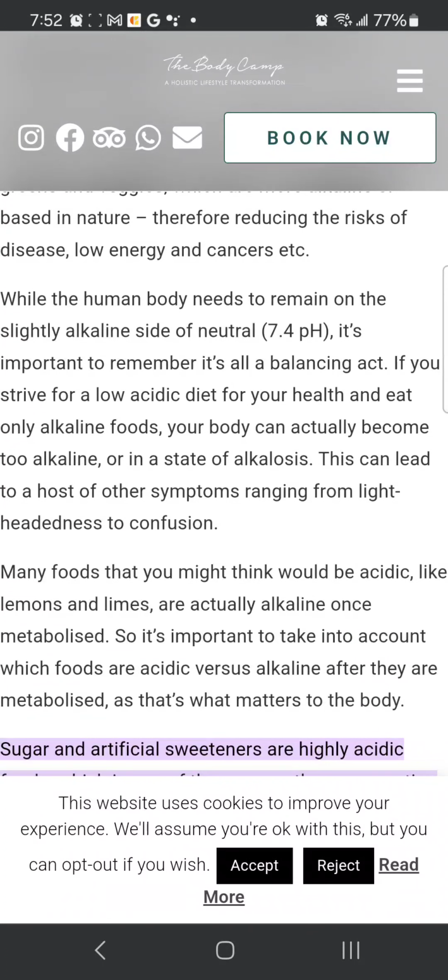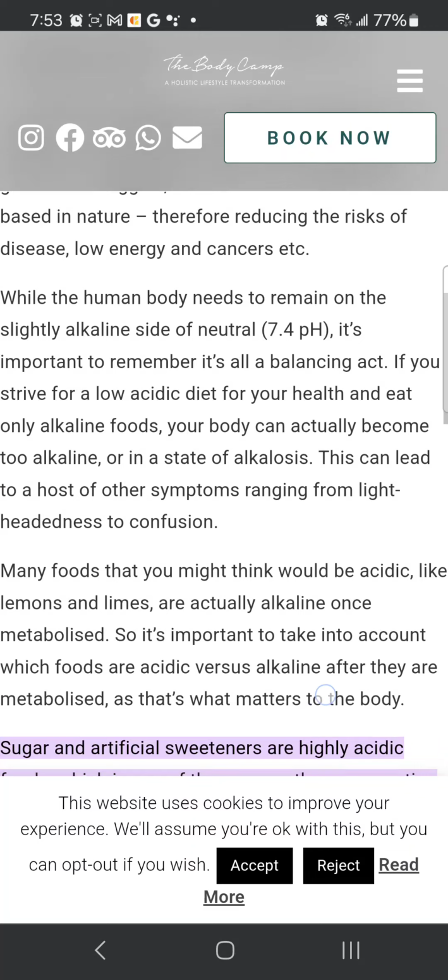While the human body needs to remain on the slightly alkaline side of neutral, 7.4, it is important to remember that it's all about a balancing act. That doesn't mean you can't have acid. If you strive for a low acidic diet for your health and eat only alkaline foods, your body can actually become too alkaline, a state of alkalosis. This can lead to a host of other symptoms ranging from lightheadedness to confusion.